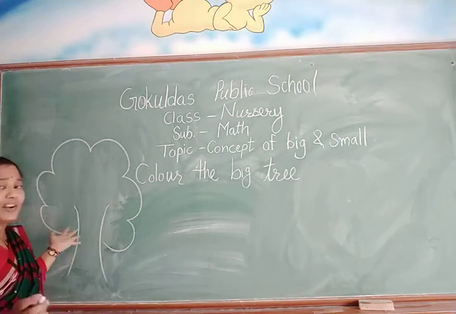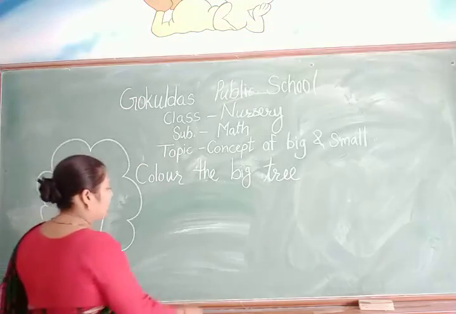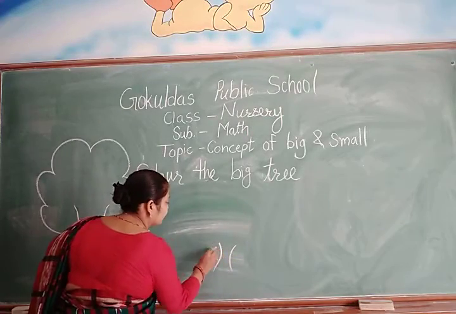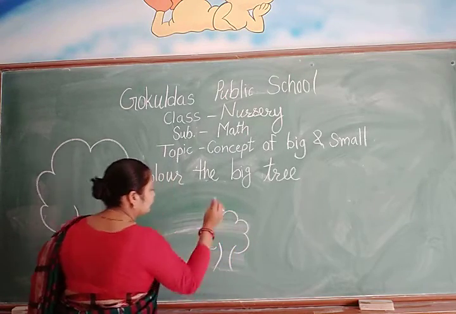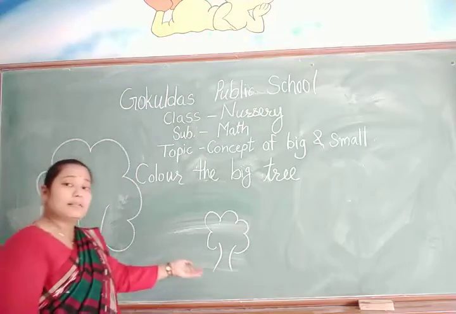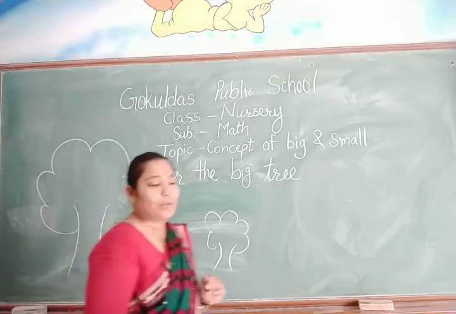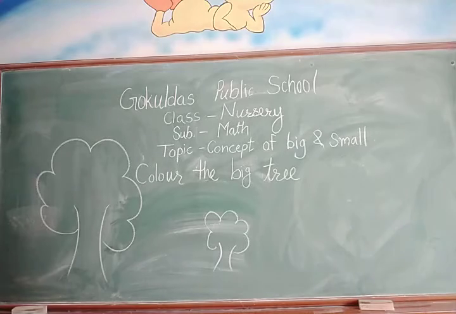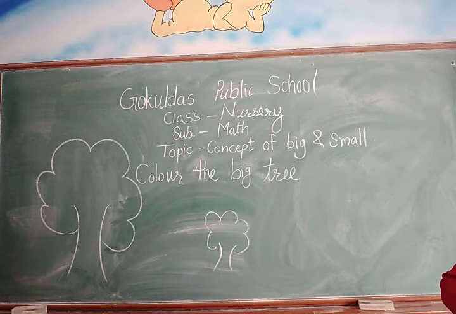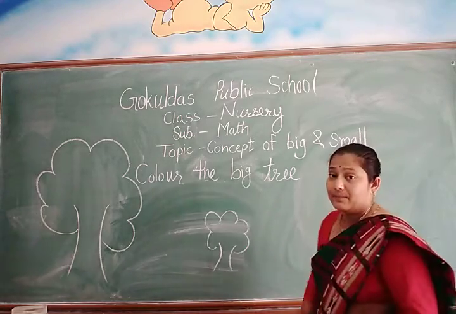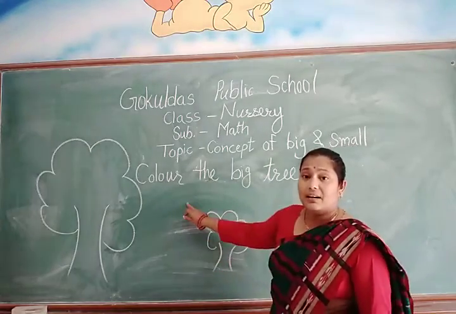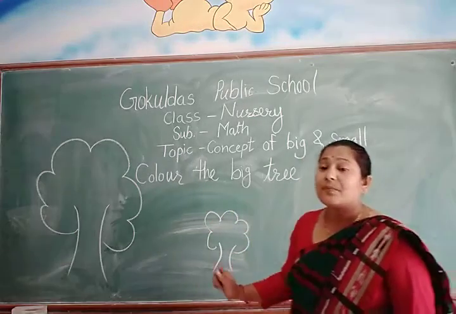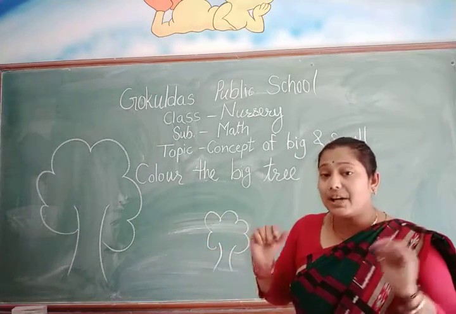This is a big tree. Big tree. And here, more tree. But this is a small tree. So what we do? The question is, color the big tree. हमें क्या करना है? Big tree को कलर करना है.